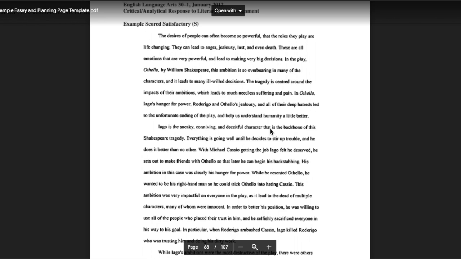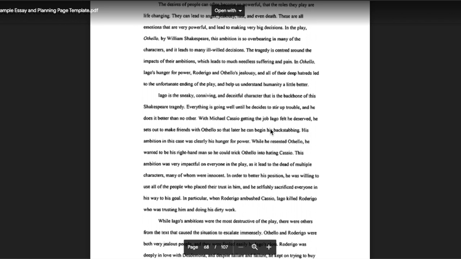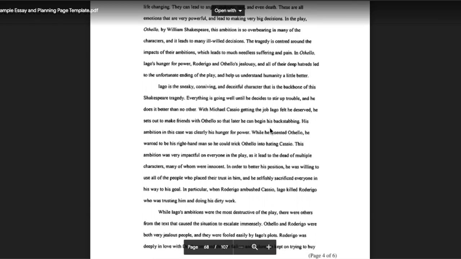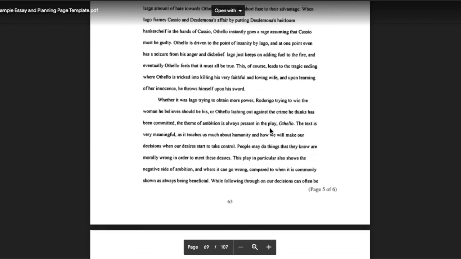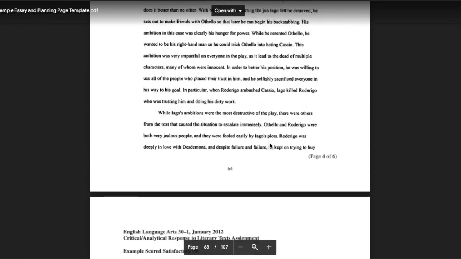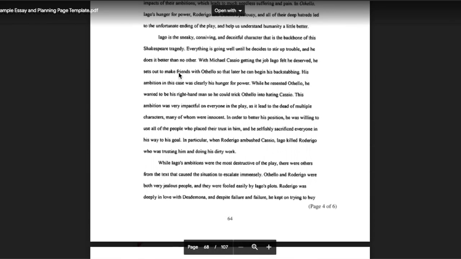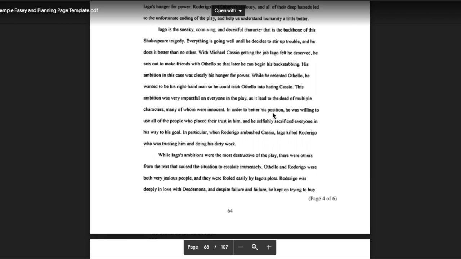In the first body paragraph, and with all the rest of them as well, the ideas get to be quite general. So, for example, in the first body paragraph, with Cassio getting the job Iago felt he deserved, he set out to make friends with Othello so later he can begin his backstabbing. That's quite general. There's not much textual evidence to support that, at least provided in this paragraph, and it's not a very thorough idea.